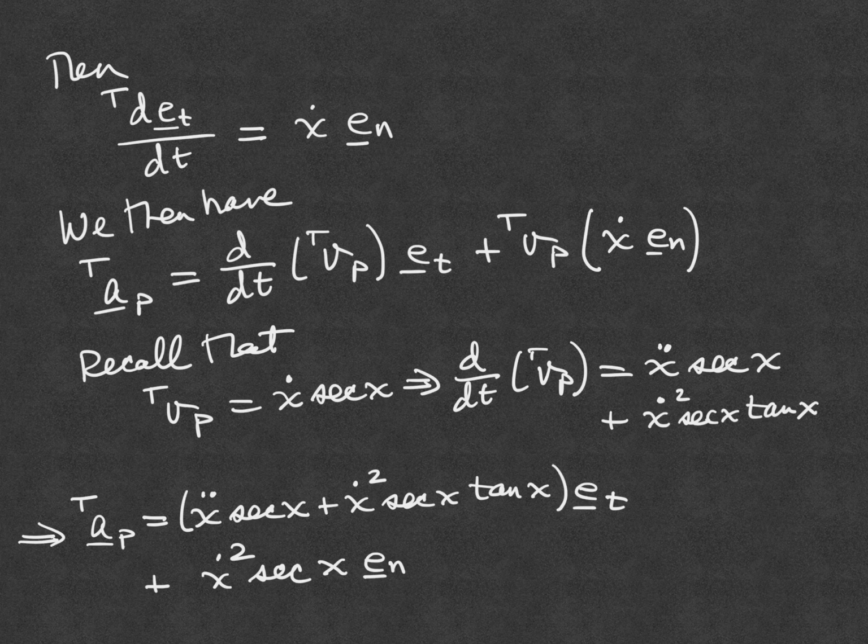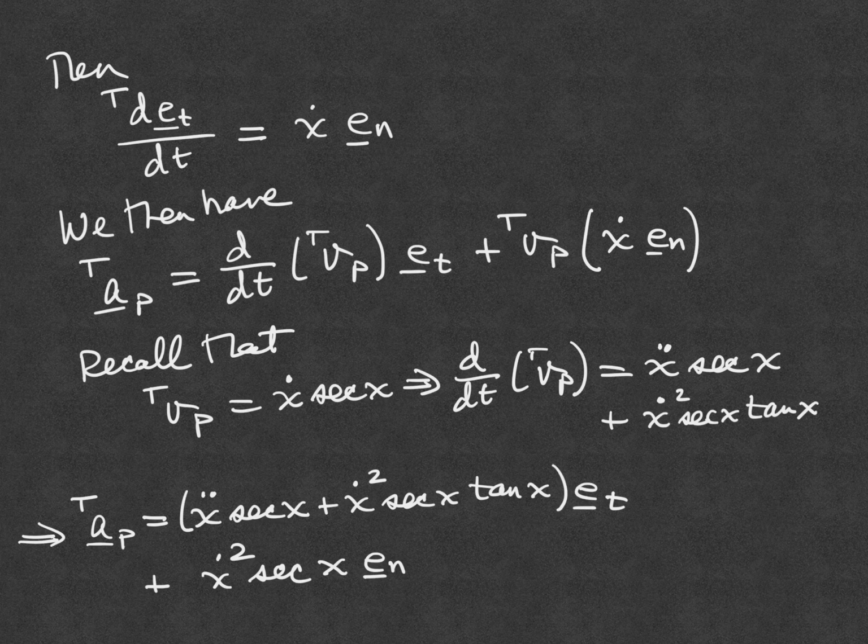Of course, we can factor out the secant x if we want to, and we're just left with secant x times x double dot plus x dot squared tangent x, but we'll just leave it this way because it's just as easy to leave it without simplifying it, just so you can see what all the steps are. So that's our second example. Now we've done two examples of using intrinsic coordinates.